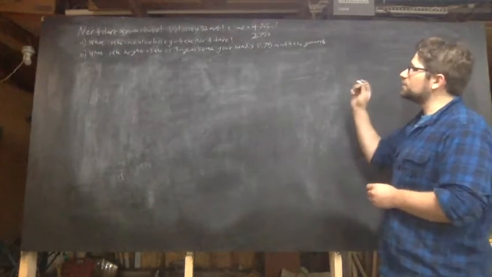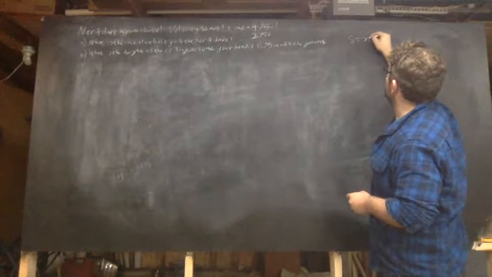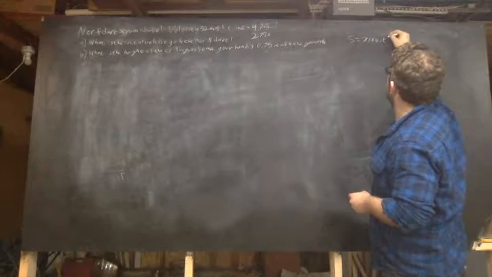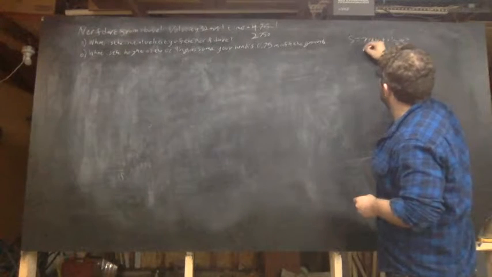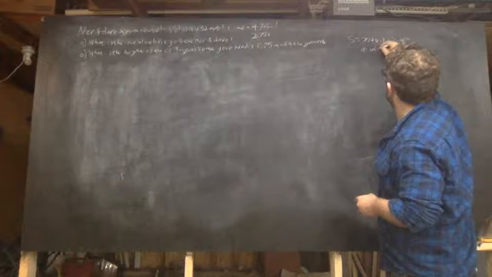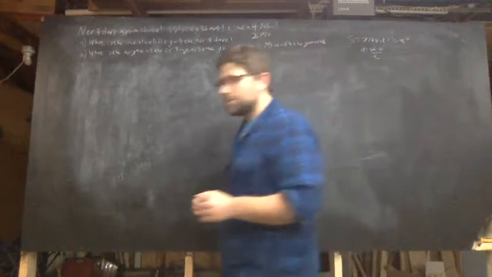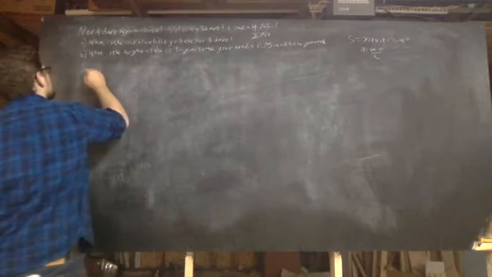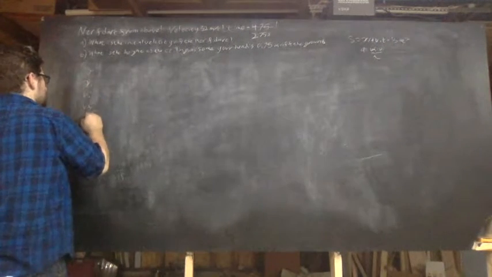So in this one, we're going to start out by listing our equations. S equals xi plus vit plus 1/2 at squared. And a is equal to vf minus vi over t. Then we're going to list out our variables. It's going to be an s, an xi, a vi, a vf, an a, and a t.